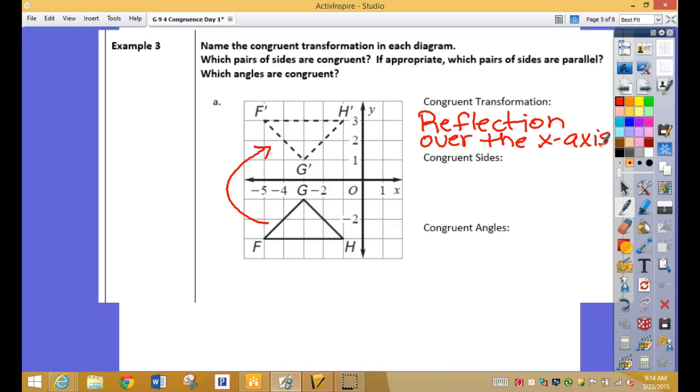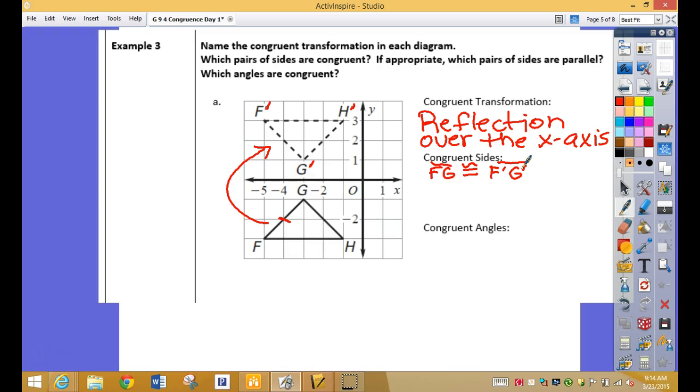Now, what are the congruent sides here? We've got triangle FGH and F prime G prime H prime up here. First of all, let's list the sides. What are the congruent sides? Let's start with FG. What's congruent to FG? FG is congruent to side what? That makes it easy when they're prime. F prime, G prime.